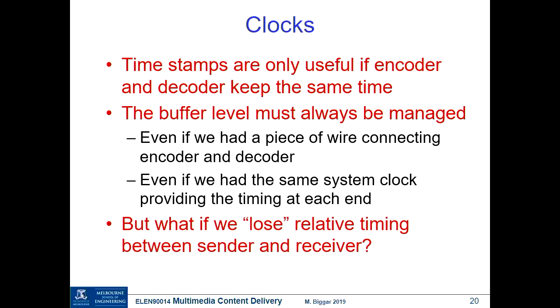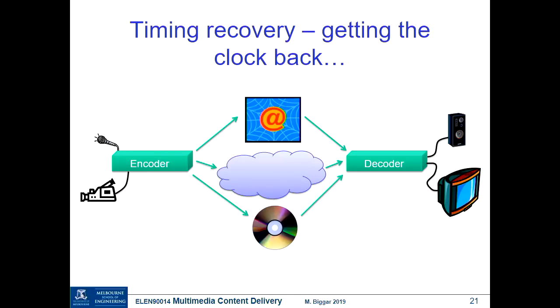So what happens if we lose relative timing between the sender and receiver? If our encoded media is being sent via the web or some other network, or even stored on a disk, there's some disconnect between the clocks used at both ends. So this is generating a 90 kilohertz clock, and this is generating a 90 kilohertz clock, and this is sending timestamps to say, according to your clock, this is the time instant at which you should display this B frame. But how do we make sure that these clocks are the same? That is the question we're now going to discuss.